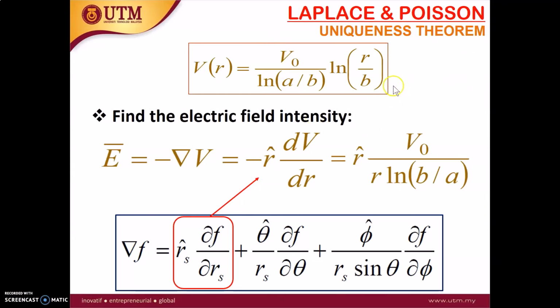After you obtain the expression of V, we can find the electric field intensity E by using the gradient. You have to refer to the table of gradient. This is the cylindrical coordinate. Because we deal with the variable r, we only take the r component for the gradient. So we have to solve what is dV over dr. This is your V. So later on you get E equal to, in the direction of r, V0 divided by r ln b over a.